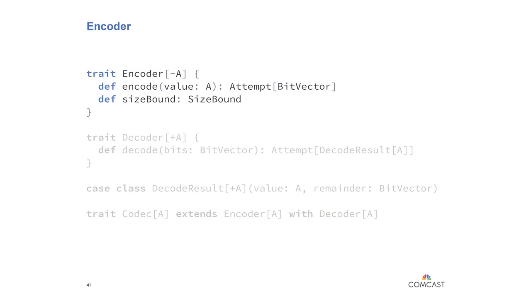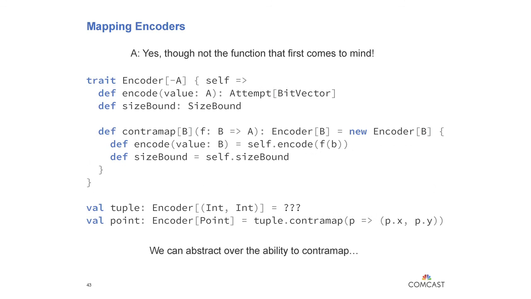Okay, so let's look at encoders. Remember, they encode a value of A to an attempted bit vector. And the first thing I want to do with them is try to map over them. And we can't map directly. We can't map a function from A to B. And the reason why is tied up in the fact that the type parameter here is contravariant.